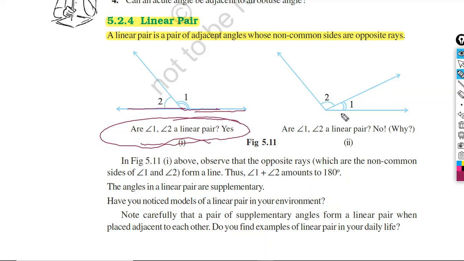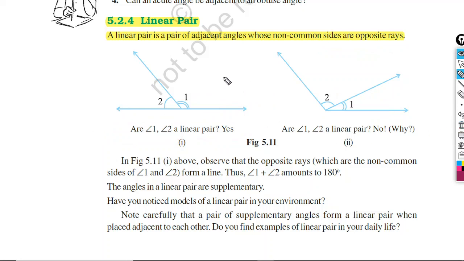But here you can see angle 1 and angle 2 in this figure. They have a common vertex. They have a common arm. They have non-common arms also. They are on either side of the common arm. But the non-common arms are not opposite rays. Are they opposite? Opposite means exactly in the opposite direction. That means they will form a line. So this is not a linear pair, but this is a linear pair.